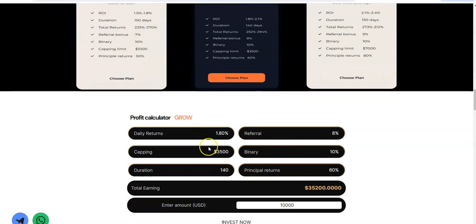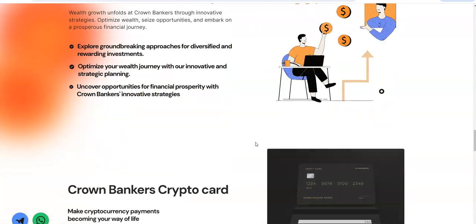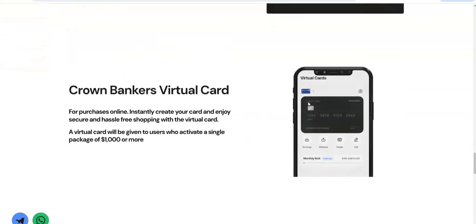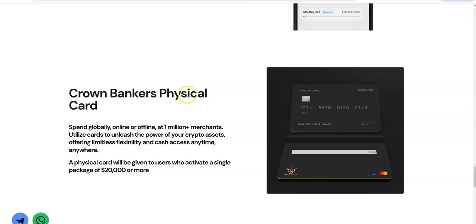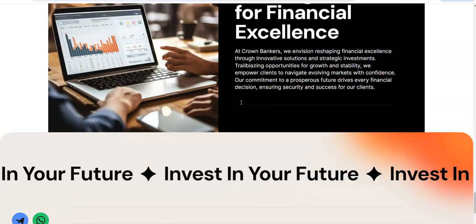And then you can play around with the calculator here to see what suits you best based on what you want to put in. Sky's the limit. You never know. So they talk about the strategies they utilize. Crown Bankers' crypto card. It's probably more Euro-based, because I've never really seen a platform put out a card that you can actually utilize. I could see an exchange like crypto.com, but never a platform. So it'll be unique if they actually do. But if they do, it's more Euro-based. They're more open to that sort of thing. Virtual card, I would imagine it's the same situation, either virtual or physical. It's more utilized towards the Euro countries, anywhere outside the United States, I would think.